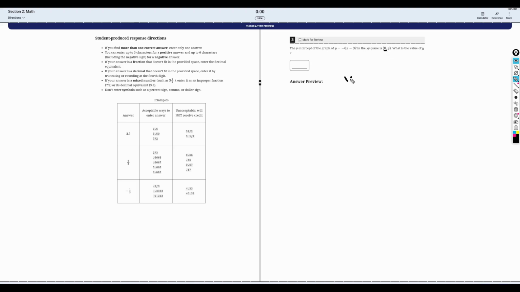So we just do y equals negative 6 times 0 minus 32. Anything times 0 is 0, so we just get y equals negative 32. That's our answer.